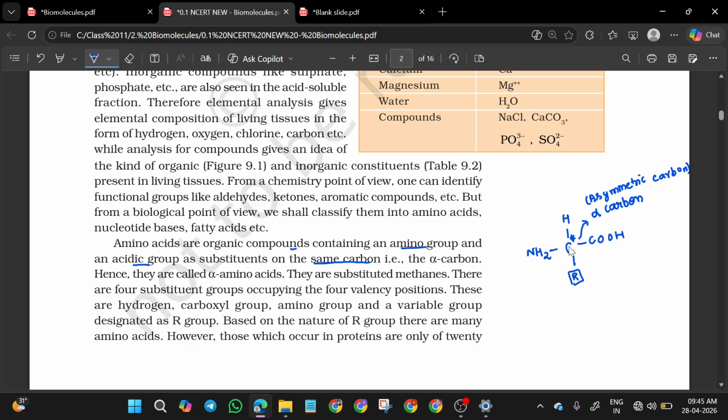Suppose around a carbon, the carbon valency is 4 units, and 4 different groups are around that carbon, that is an asymmetric carbon. So if there is an asymmetric carbon, it will show optical isomerism or optical activity. So that is alpha carbon. Hence they are called alpha amino acids. They are substituted methane. In CH4, the H is substituted here. There are 4 substituent groups occupying the 4 valency positions. These are hydrogen, carboxyl group, amino group and variable group. I think it is clear.